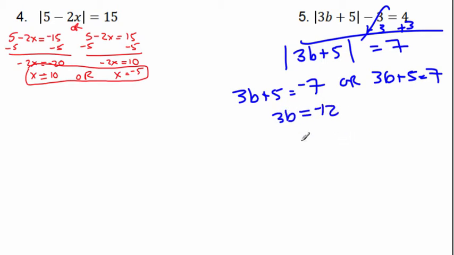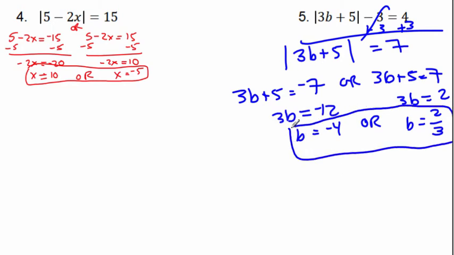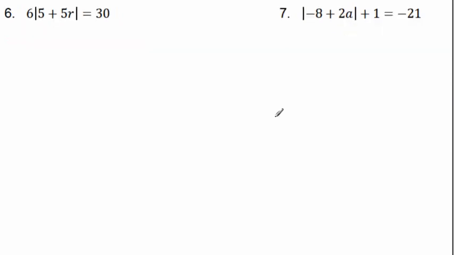And then divide by 3, divide by 3. b equals negative 4. Or subtract 5 from each side. We're going to get 3b equals 2. And then b will equal 2 over 3 when you divide each side by 3. I mean, it's really that simple, people. We're not trying to burn your brain out here.